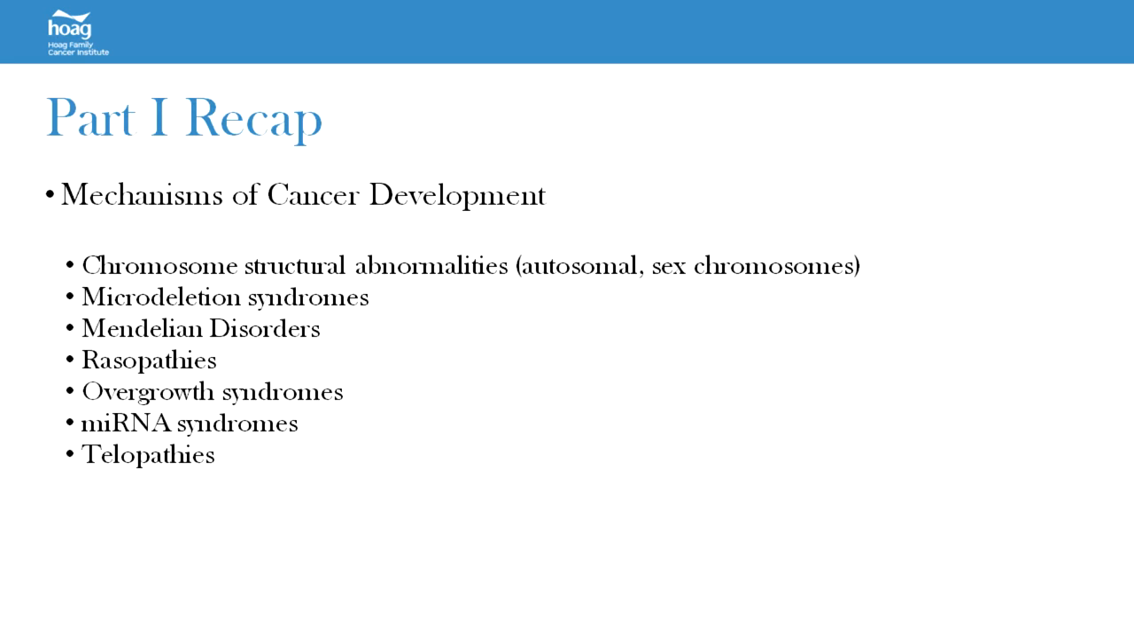Overgrowth syndromes like Beckwith-Wiedemann syndrome, where they have renal cancer, hepatoblastoma, and so forth. MicroRNA disorders and telopathies, which are the telomere disorders. So those were the broad brushstrokes that we painted last time, and so this time we're going to go a little more into detail about the different syndromes that we see in different areas, and following me, Jeannie will give additional examples about different families that she's seen.